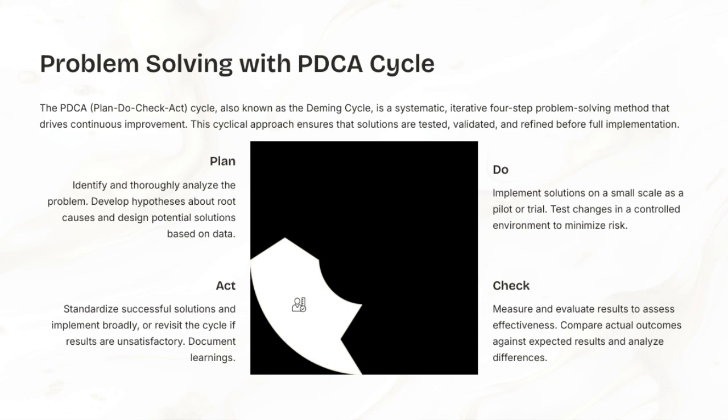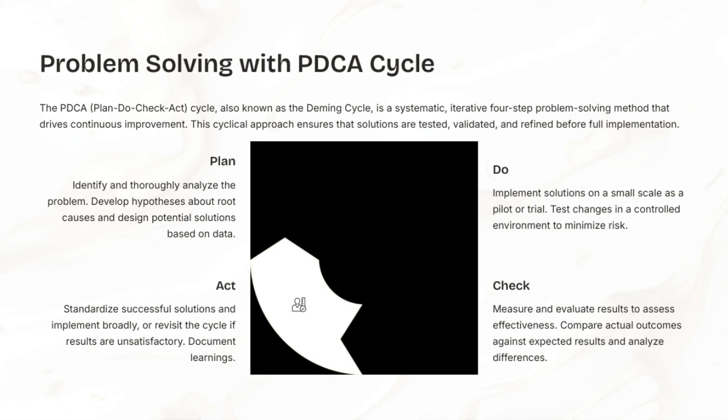At the core of this process is thoroughly understanding the problem. We need to identify the root causes, develop hypotheses based on data, and analyze these insights to guide our solutions. All of this fits into the PDCA cycle, also known as the Deming cycle. It's a systematic, four-step, iterative approach, plan, do, check, act, that fosters continuous improvement. This cycle ensures that solutions are tested, validated, and refined before they're fully implemented, helping us improve processes consistently over time.